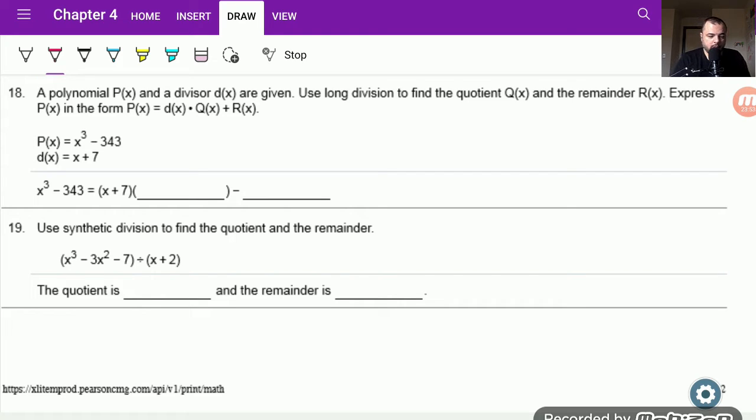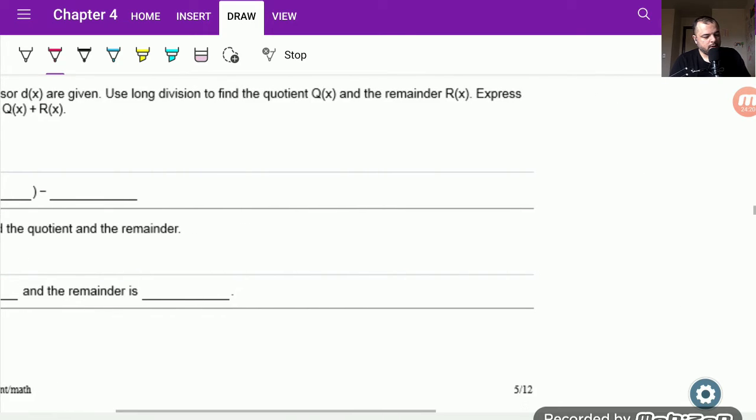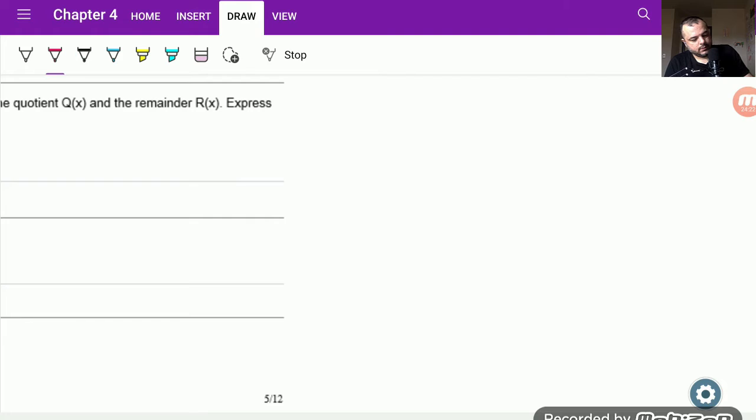Now we need to divide them. To perform the long division, you can refer to the problem we did in the previous video about long division. So let's do the long division. We have x cubed minus 343 divided by x plus 7.